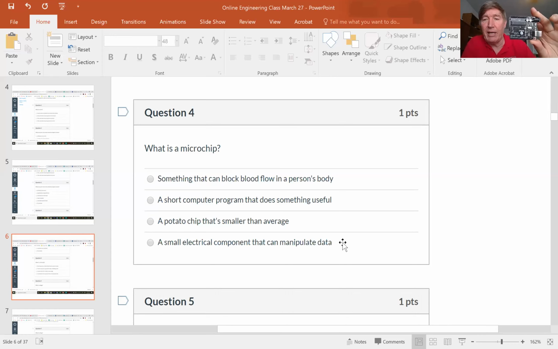Before I retired and became a teacher, I made microchips, and they're super cool. Making them was a lot of fun.